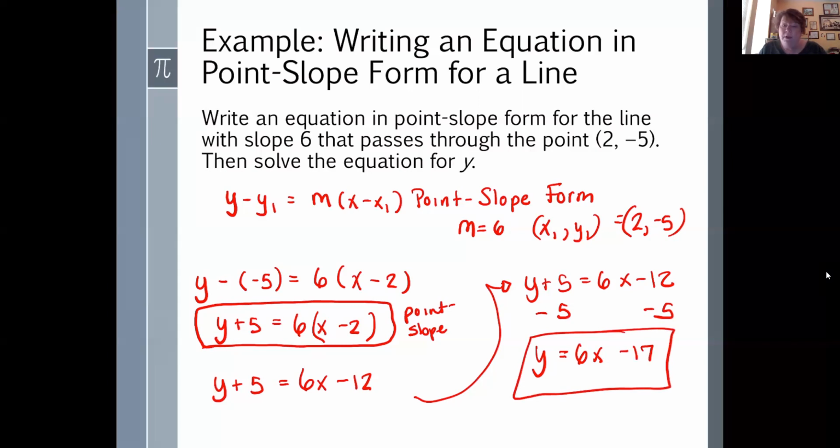So first, I put it in point slope form. So I'm going to leave it with the parentheses just in that form. And then I'm going to actually remove the parentheses and get the constant that's on the left-hand side to the right-hand side so I can solve this for y. So there are 2 answers to these questions in MyMathLab.